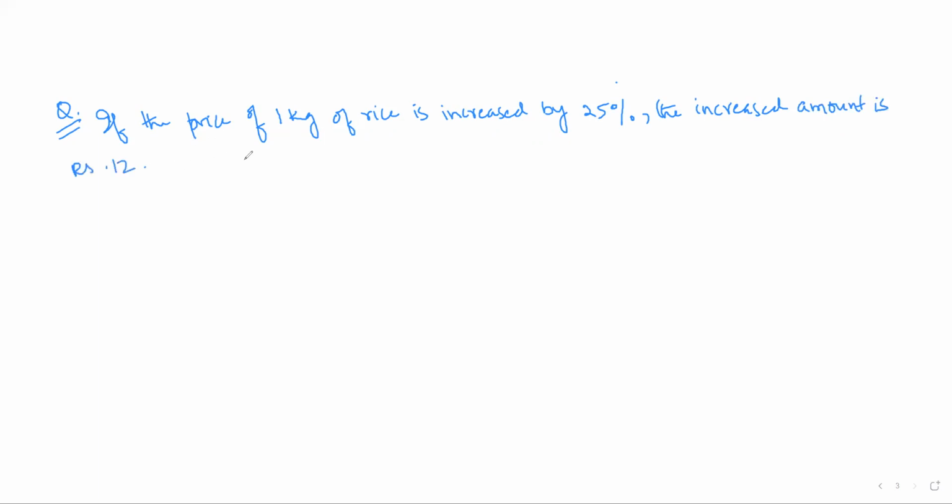If the price of 1 kg of rice is increased by 25%, the increased amount is rupees 12. Find the new price.